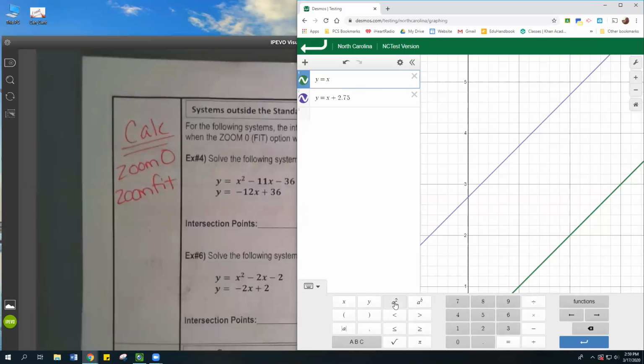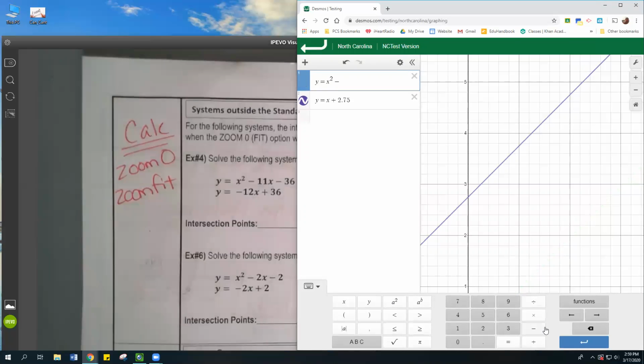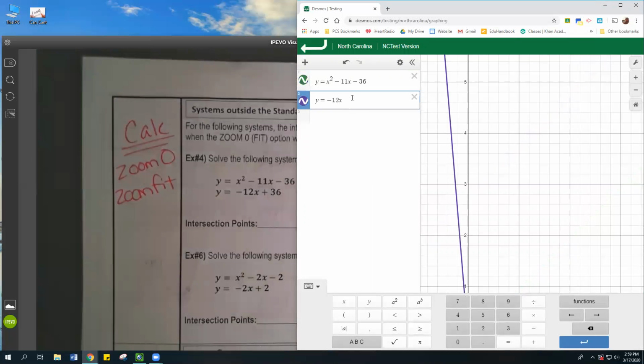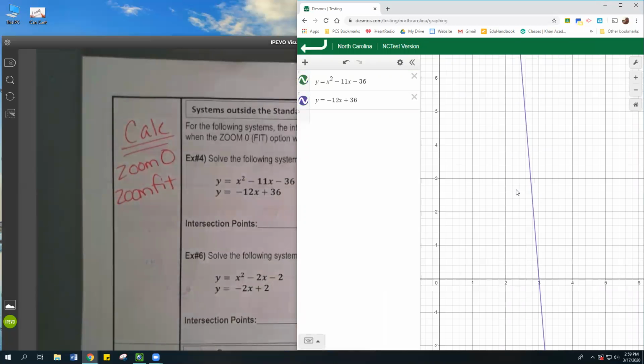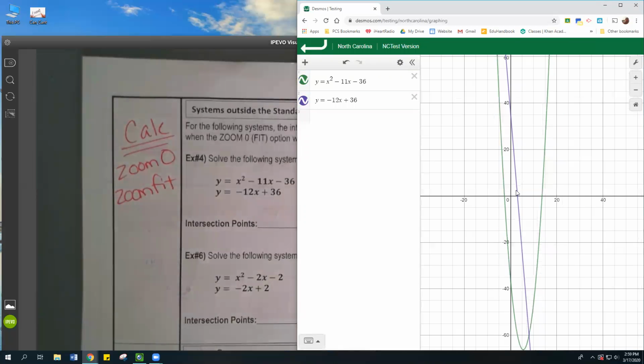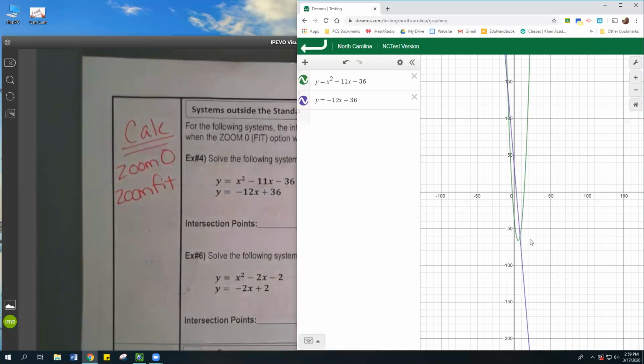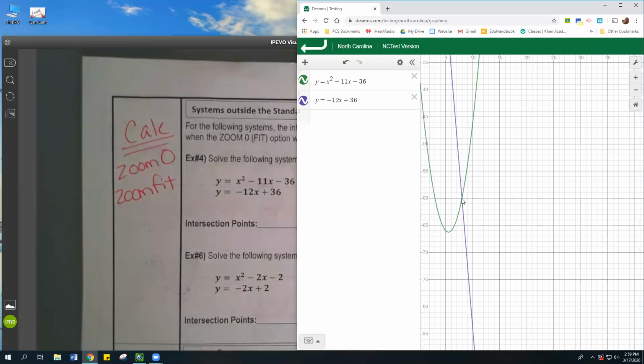X squared minus 11x minus 36, and then, let's see, negative 12x plus 36. So I can just grab and drag, and I can use the little wheel on my mouse, and I can see my intersections that way. So there is one intersection, and it's right there at 8, -60.